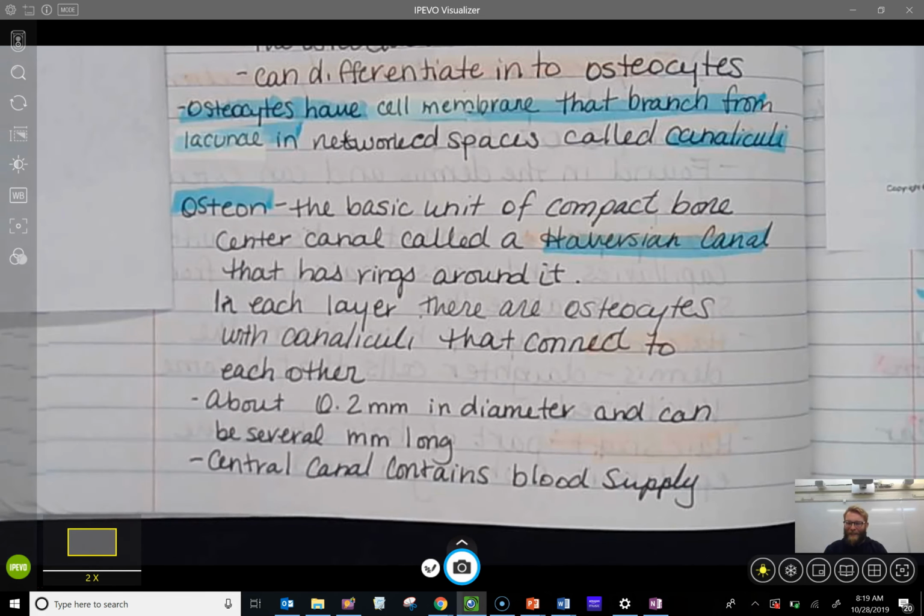Okay, so osteons are pretty big, right? 0.2 millimeters in diameter, which is a pretty large thing, and they can be several millimeters long. Some can be really, really big, some can be really small, depending upon when they're made, right?